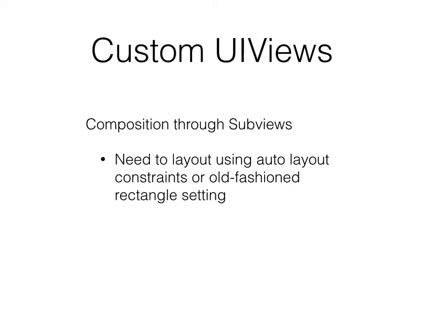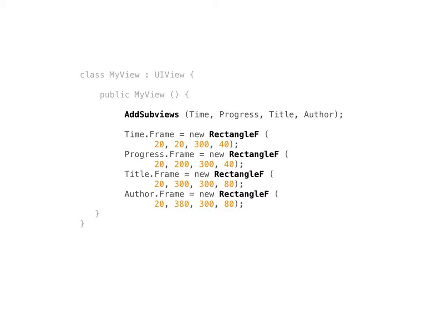And last but not least, you can always make your own UI views. The easiest way to do this is just through composition. You can think of your old Windows forms where you create a user control and you just start piling on other controls onto it. That's obviously the best way to go.